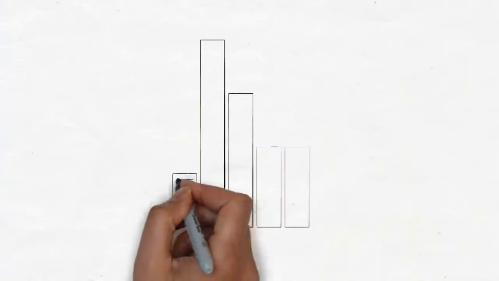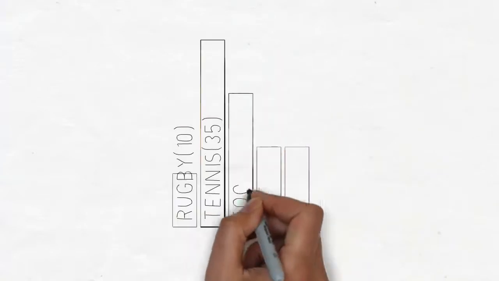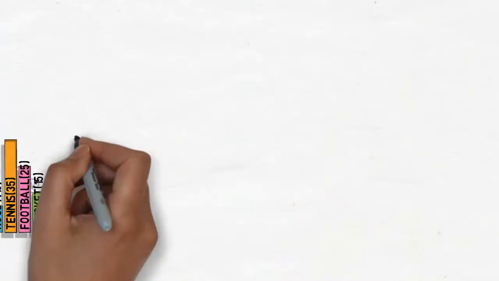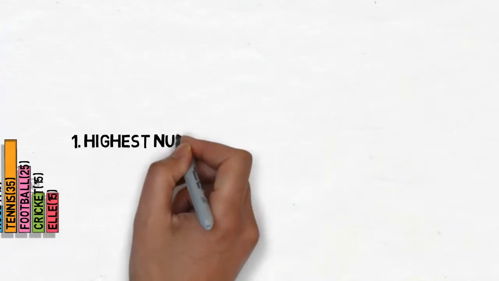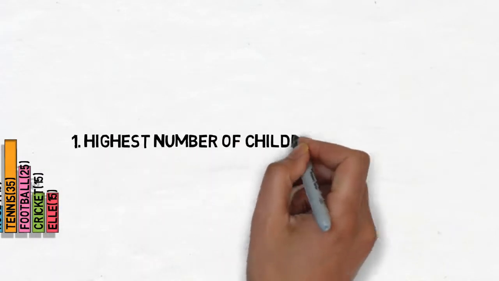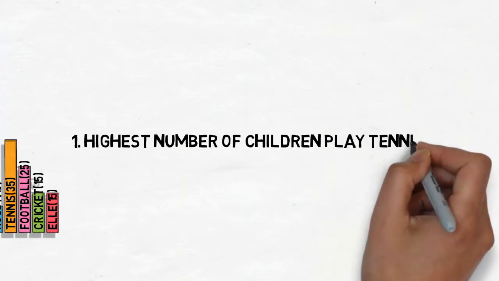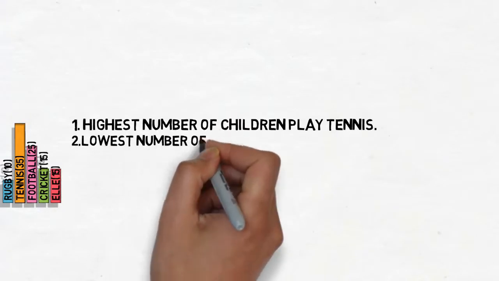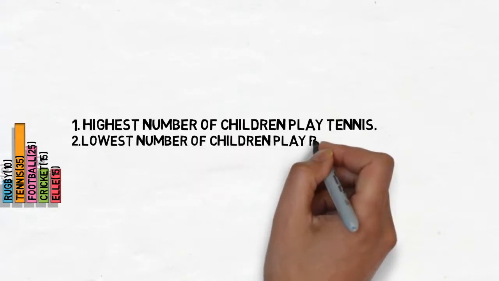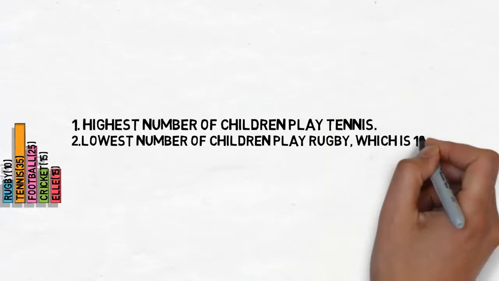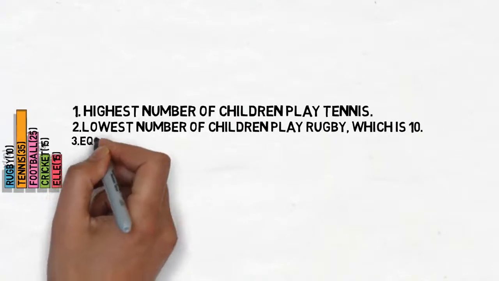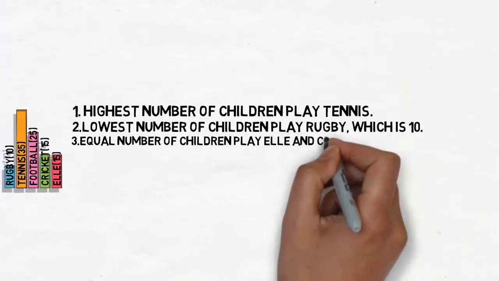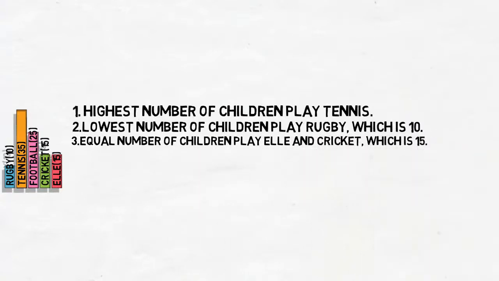Look at this graph. This is a bar chart or a bar graph that shows the outdoor activities of grade 11 students. Now let's describe it. Number 1, highest number of children play tennis. Number 2, lowest number of children play LA, right? Is it? No, it's rugby, which is 10. Number 3, equal number of students or equal number of children play LA and cricket, which is 15.